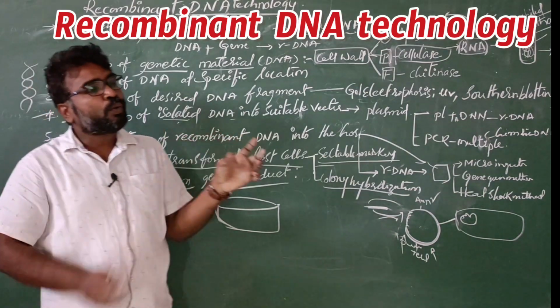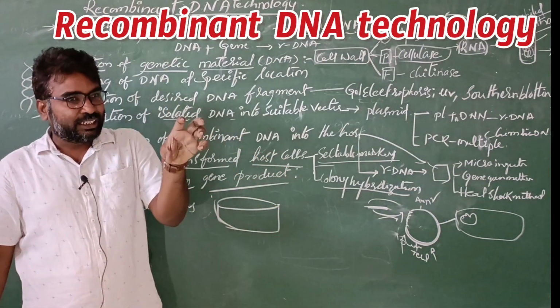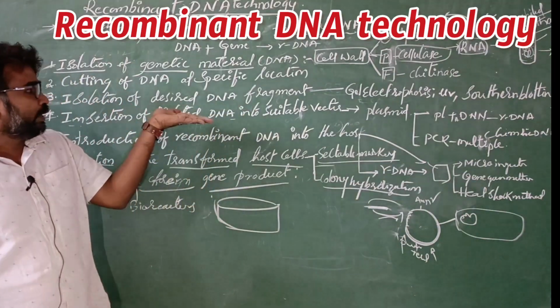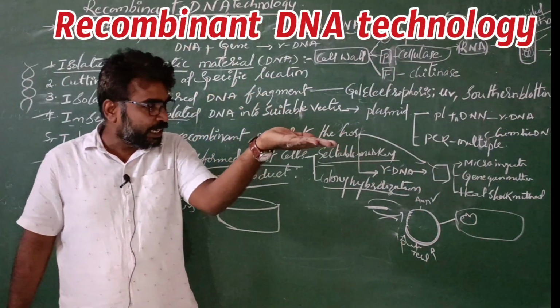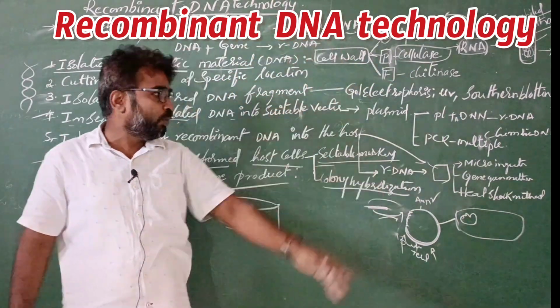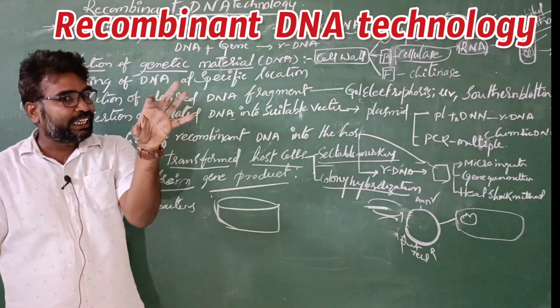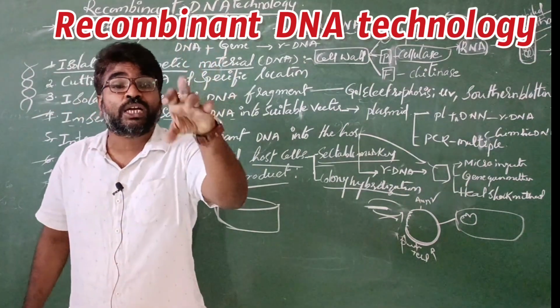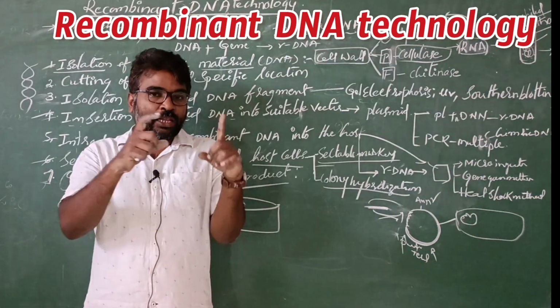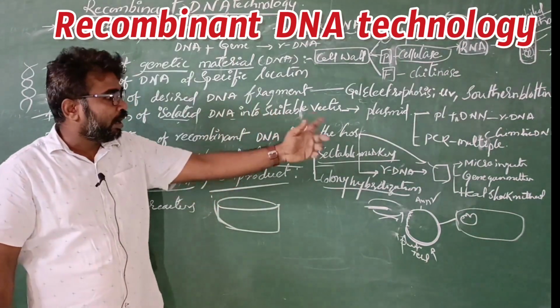We have cut the DNA, we have to select the DNA. That is the third step. The wanted DNA fragment we select by using gel electrophoresis. Then the wanted DNA segment we have to insert into a suitable vector like a plasmid. Okay. Now that we call rDNA.